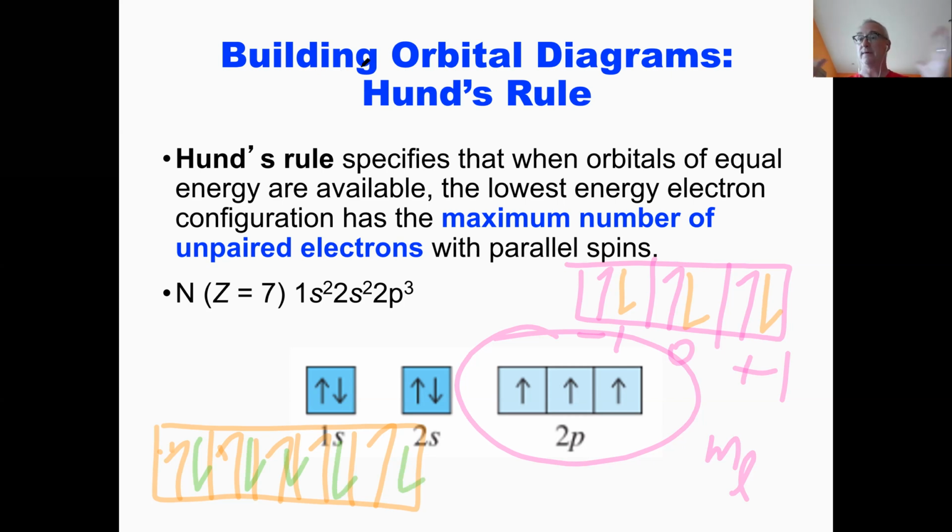Fill them out. Electrons are negative. They want to be as far apart from each other as they can, physically in space. And then only when there's no more room, the subshell is half filled, and then we fill it completely. Okay?